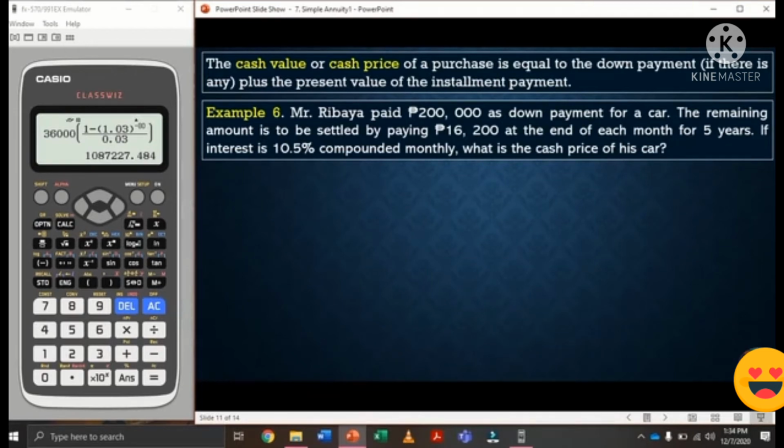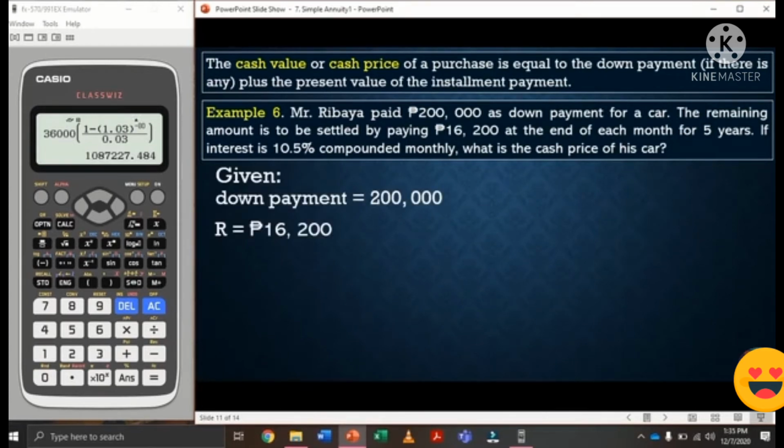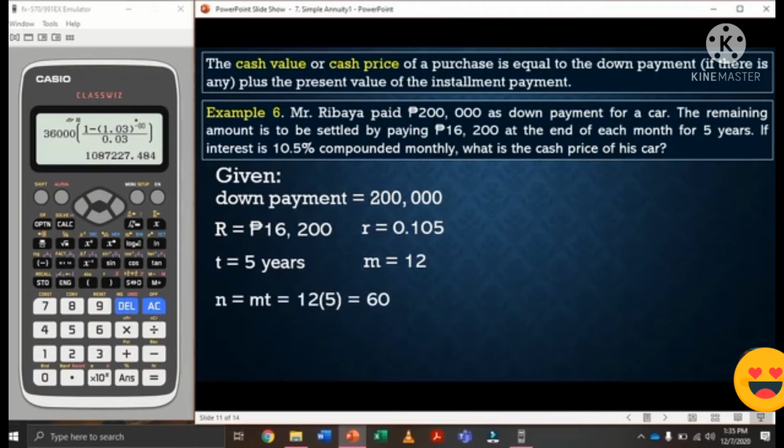So, ibig sabihin guys, may naunang bayad niya na 200,000 pesos. And then, yung remaining payment, babayaran niya sa loob ng 5 taon for 16,200 every month. Okay. So, ang hahanapin natin dito is the cash price. So, magkano ang halaga ng car? Okay, so may down payment tayo 200,000. Regular payment is 16,200. The interest rate is 0.105 since that is 10.5% convert into decimal. And the term is 5 years. And the frequency of conversion is 12 since monthly. And N times T, that is 12 times 5 is equal to 60. So, yung I natin dito is R over N or 0.105 divided 12. And that is equal to 0.00875.